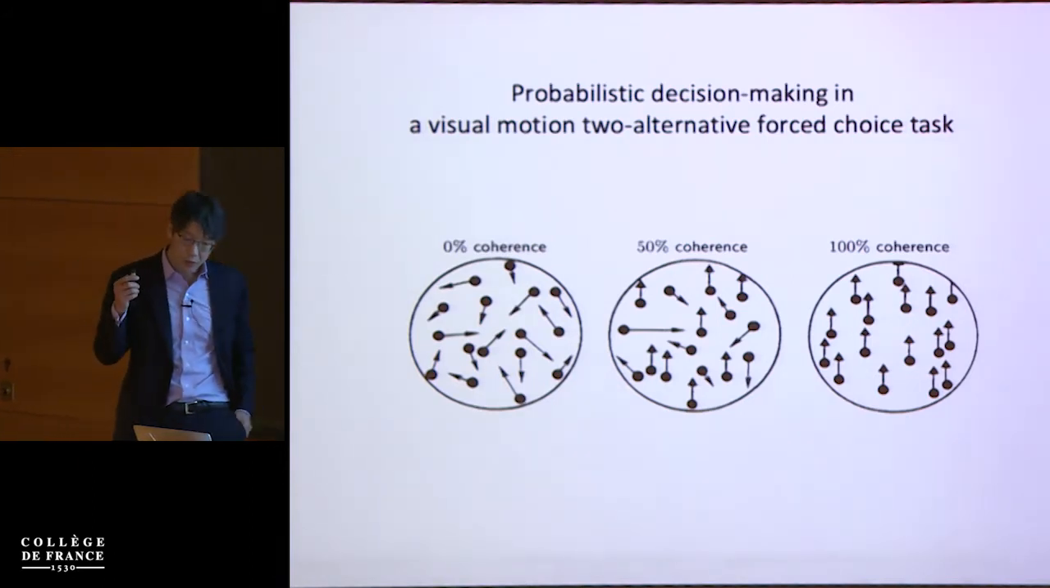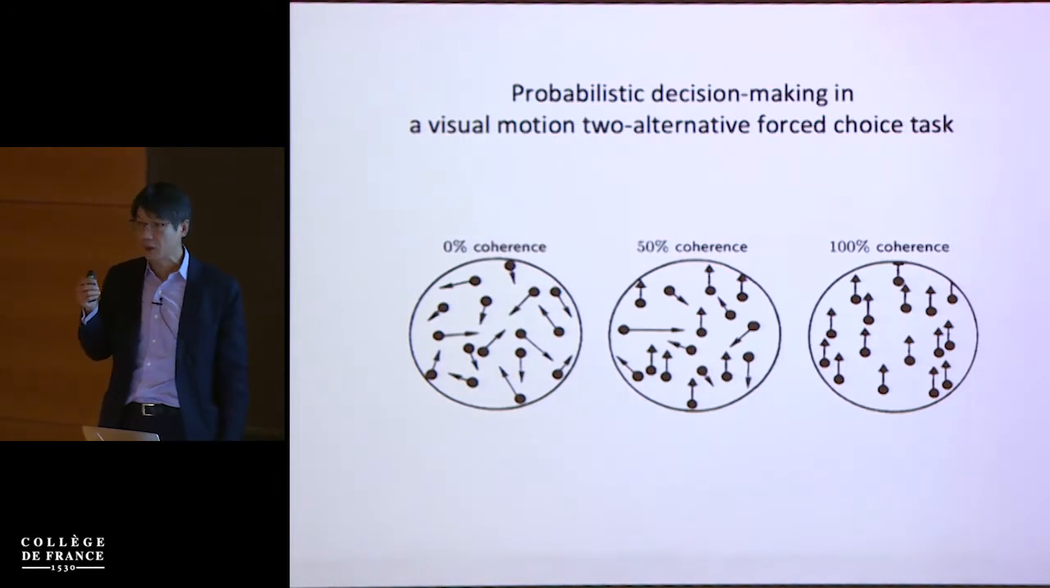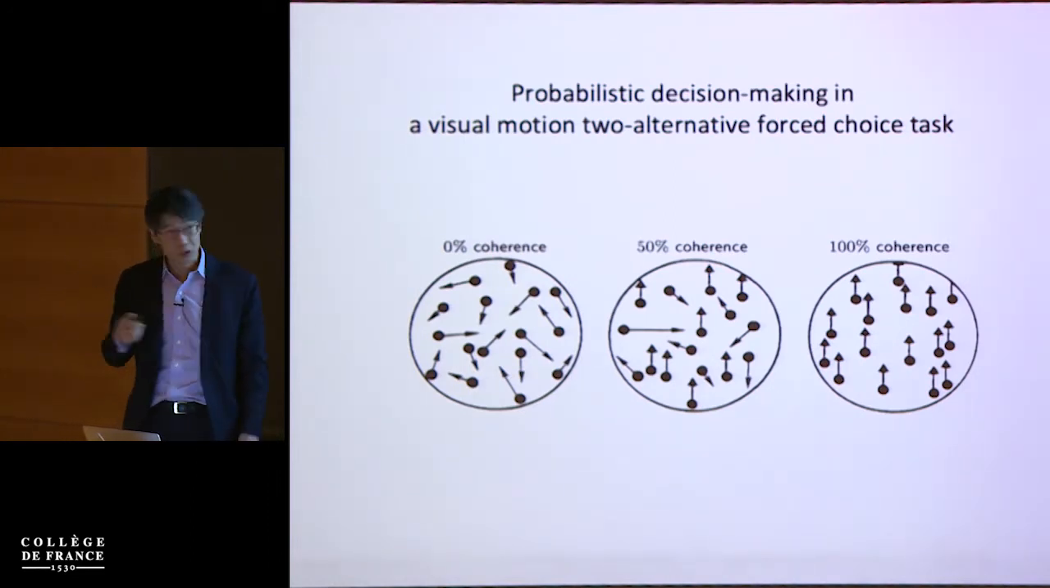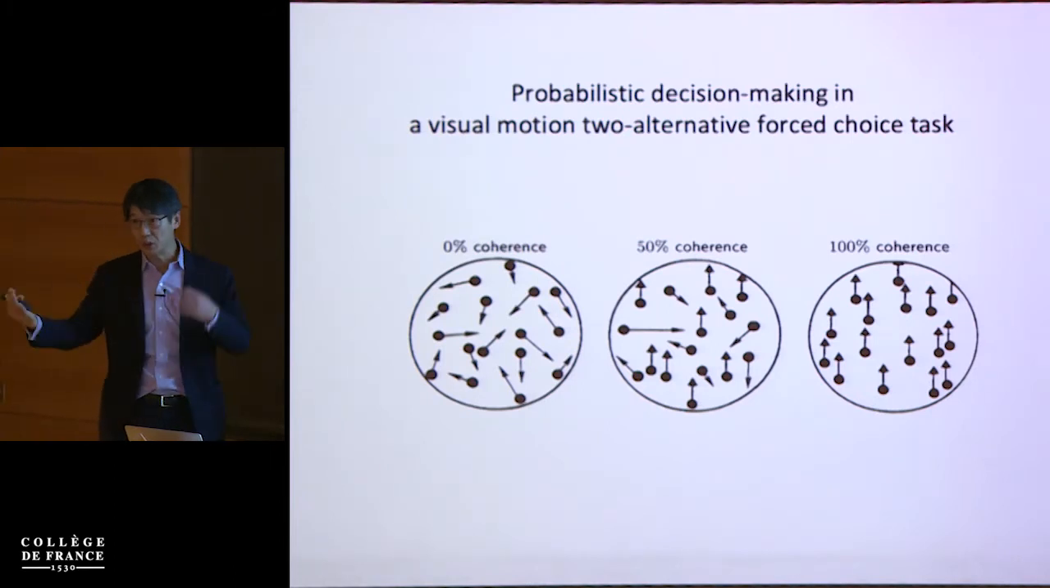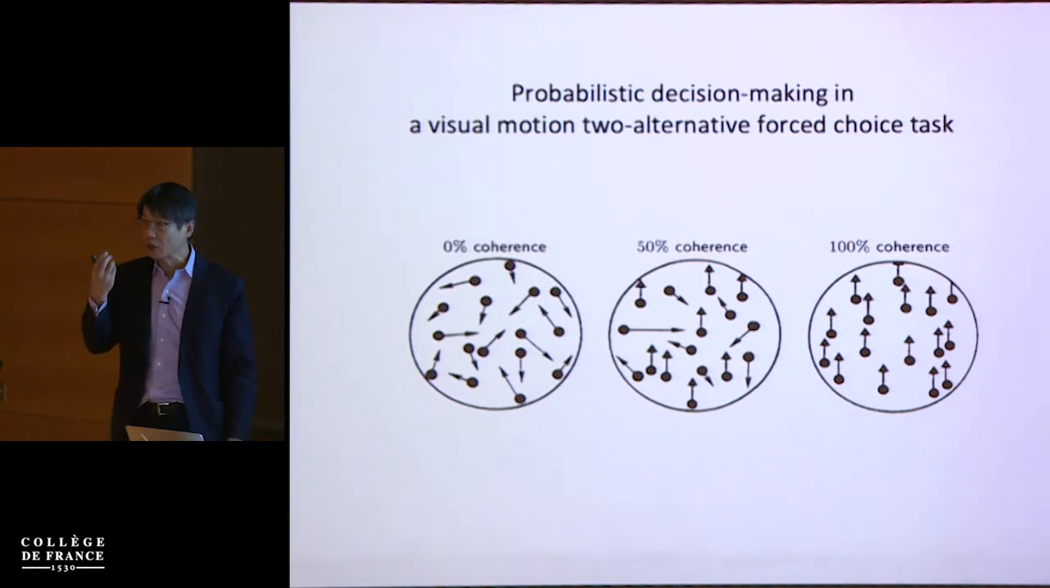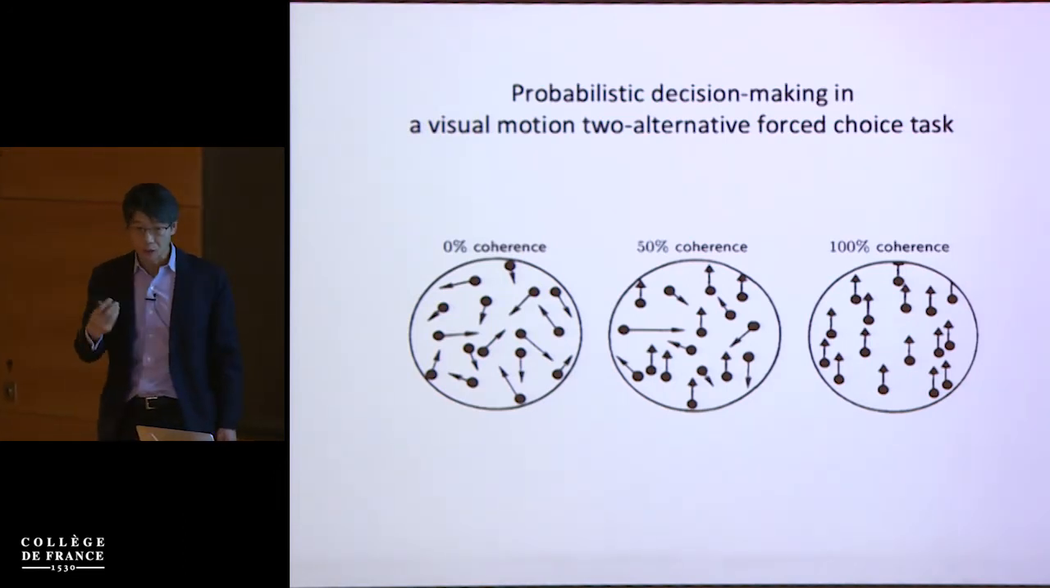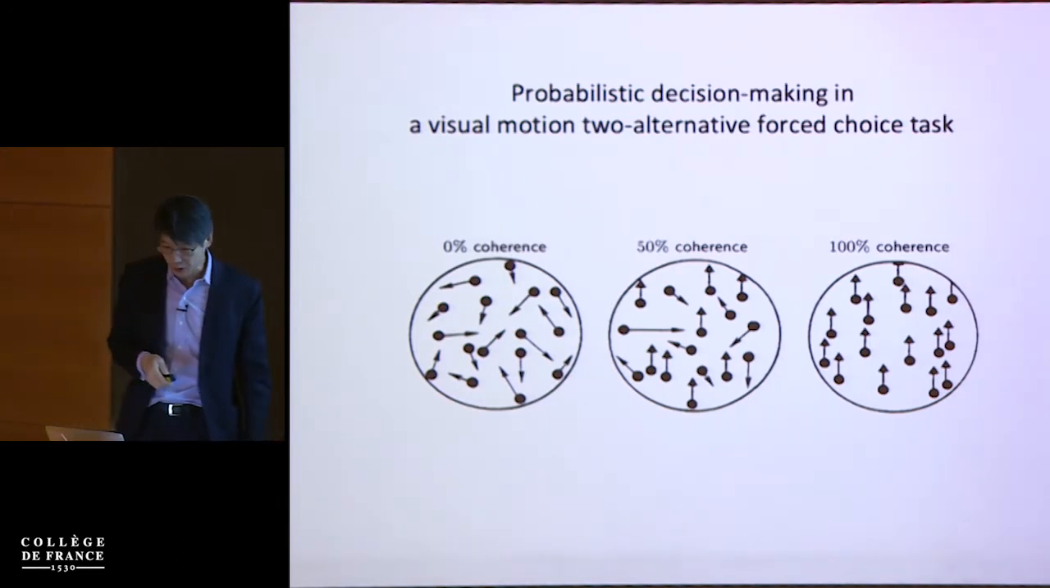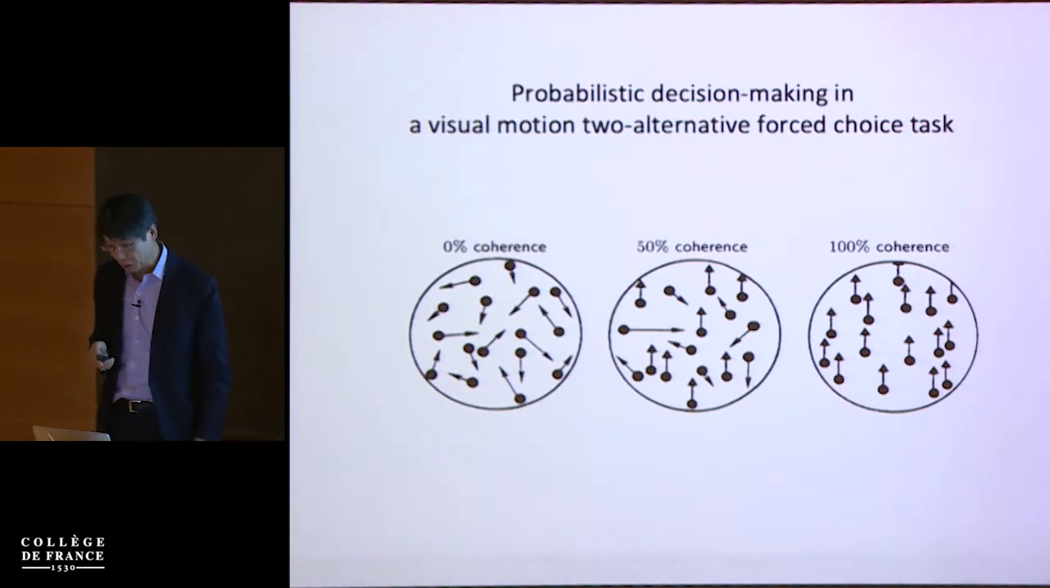So the question is, when the coherence or motion strength is very low, like 5%, or 0% sometimes, the monkey doesn't really know the difference, and just tries to make one of the two choices. What's going on in the brain? How do neurons and neural circuits in a subject perform this kind of hard decision?